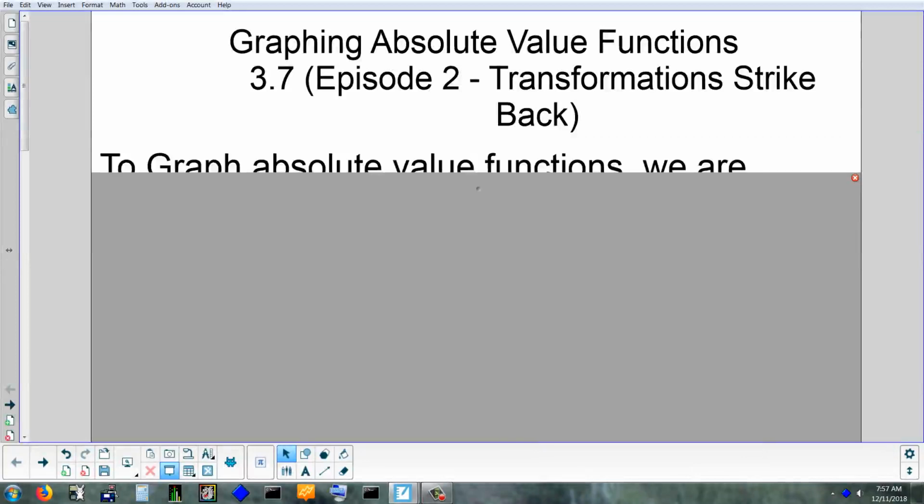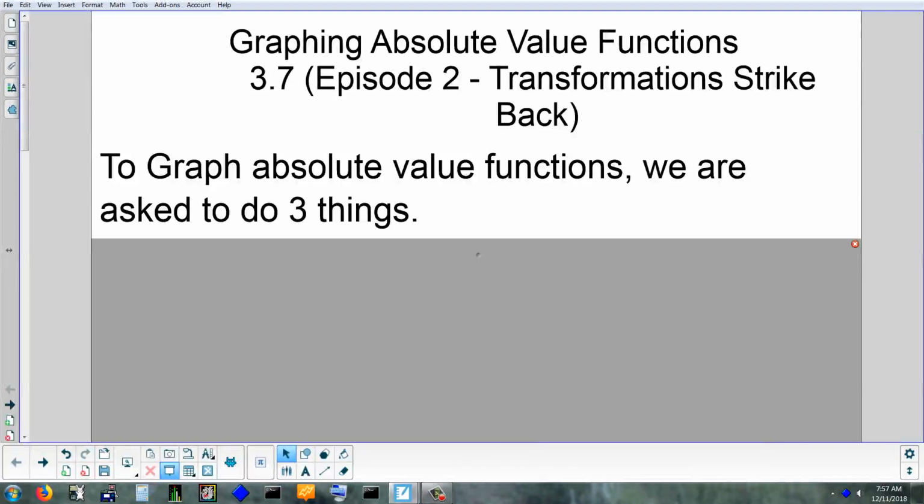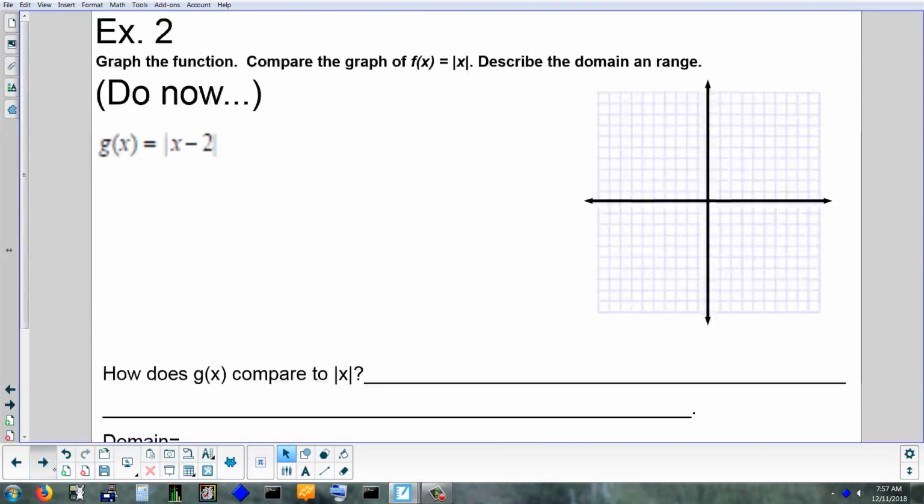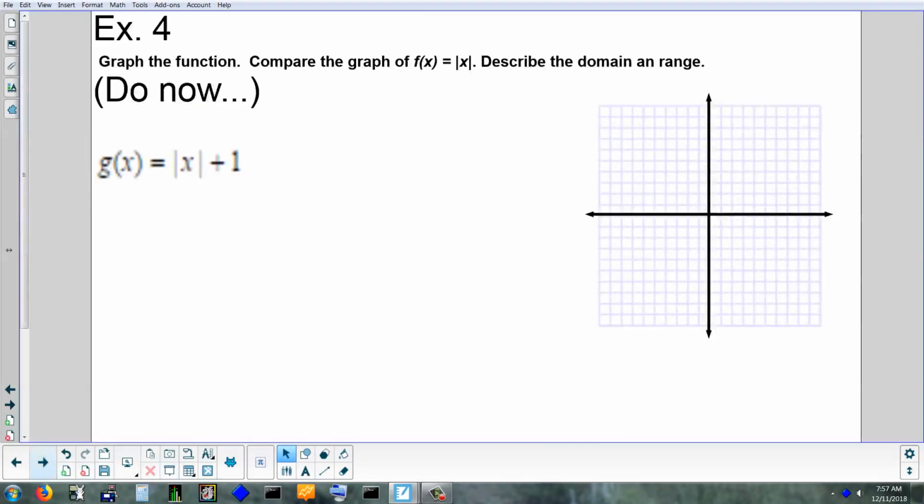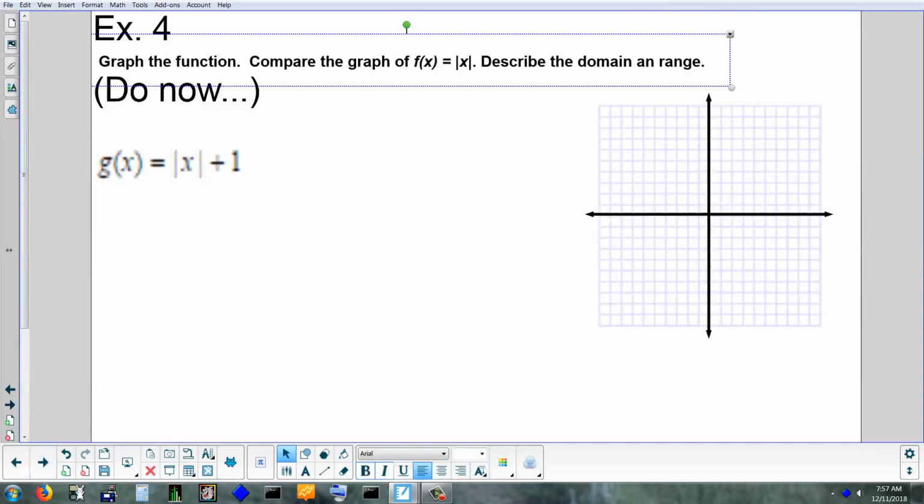This part you don't need to write down, but when they give us a problem, just like in the homework, just like some of the practice ones we're going to do today, they generally ask you to do three things. Okay, graph it, so that's where you draw the V shape. Compare it, so did it shift left, did it shift right? And then the last thing, describe the domain and range.